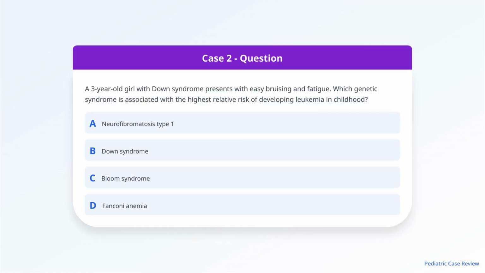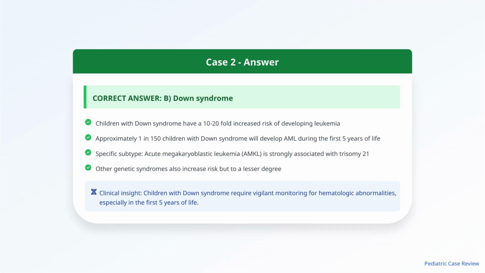Moving on to our second case. A 3-year-old girl with Down syndrome presents with easy bruising and fatigue. Which genetic syndrome is associated with the highest relative risk of developing leukemia in childhood? A. Neurofibromatosis type 1. B. Down syndrome. C. Bloom syndrome. D. Fanconi anemia. The correct answer is B.